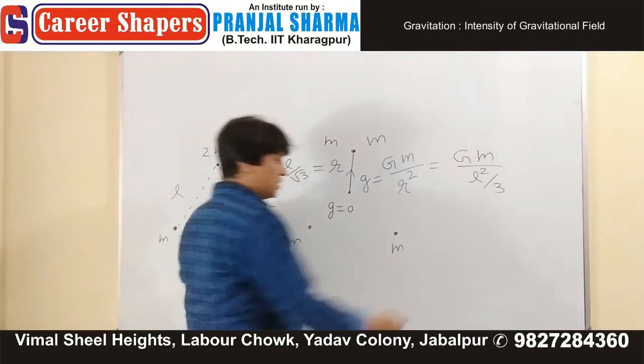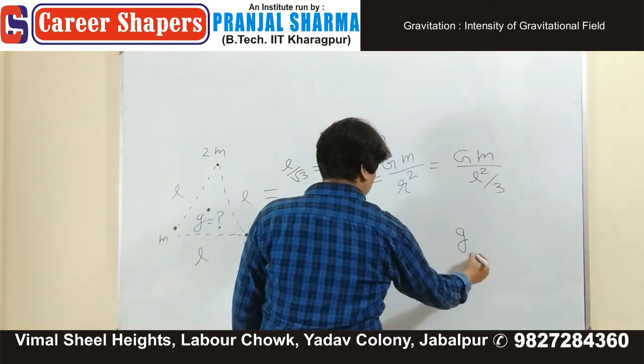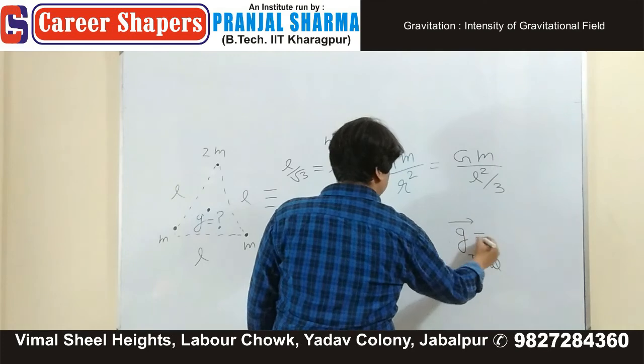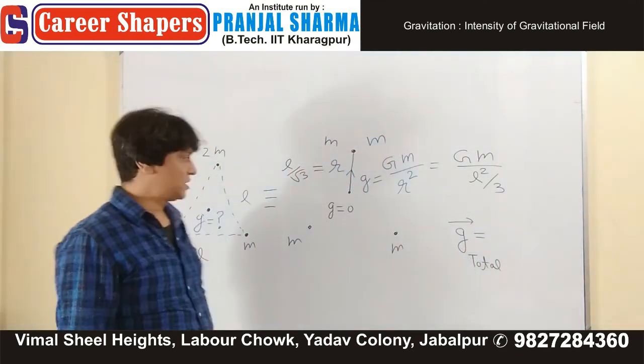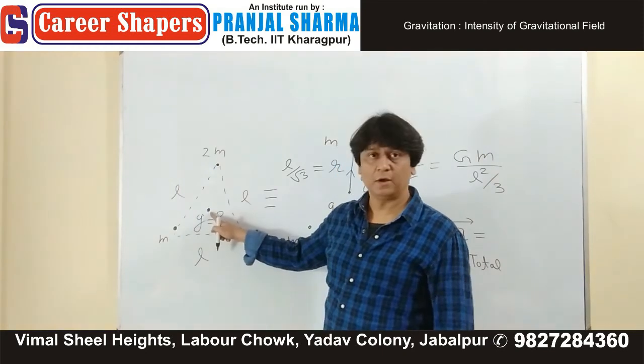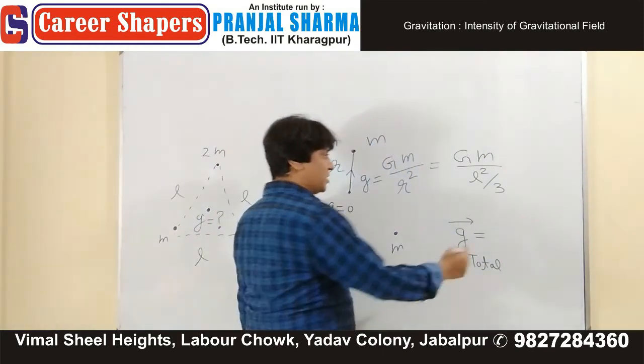In complete form, if I ask you what is G total, if somebody says present the answer in complete vector form, what is gravitational intensity over here? The answer is what? Magnitude is this much.